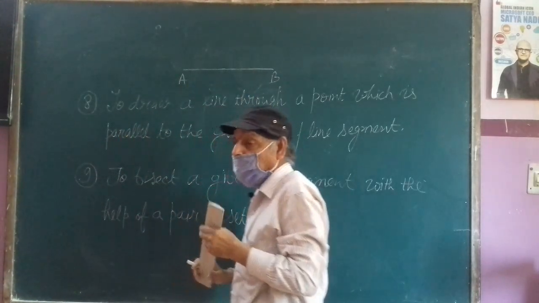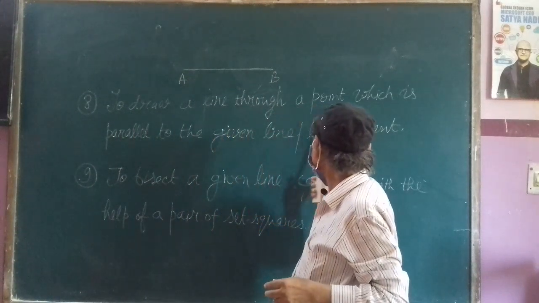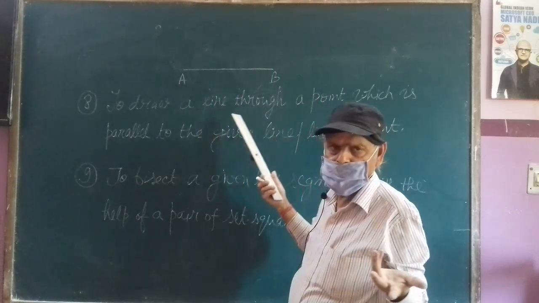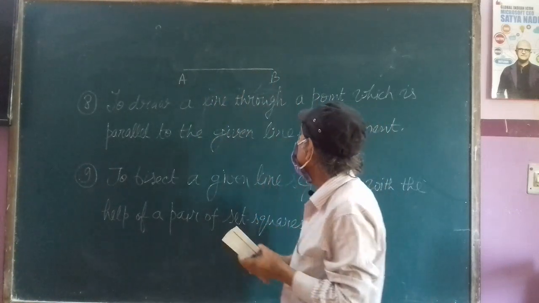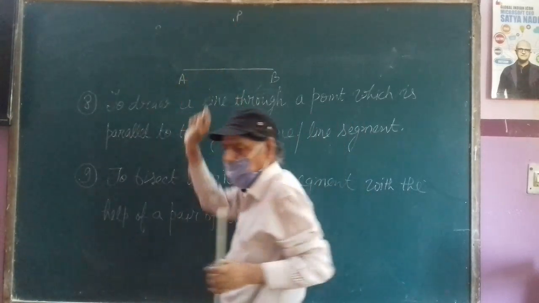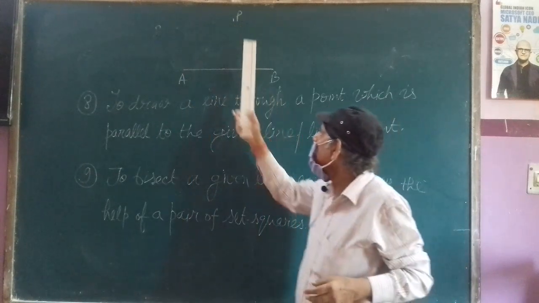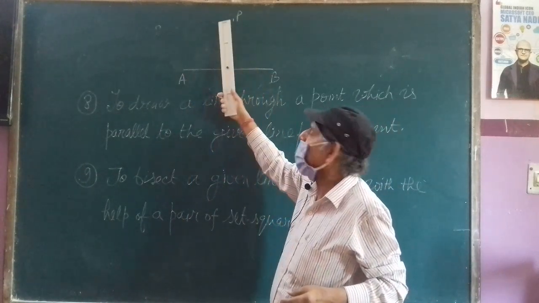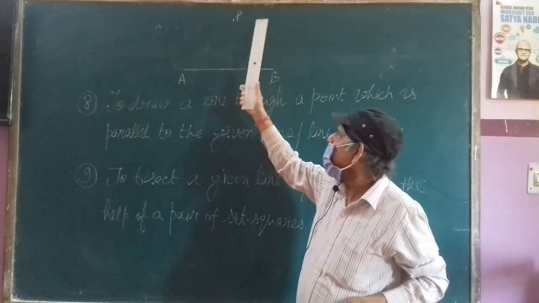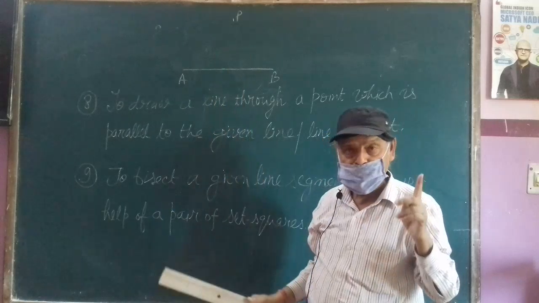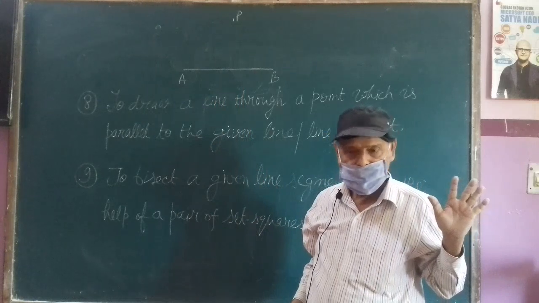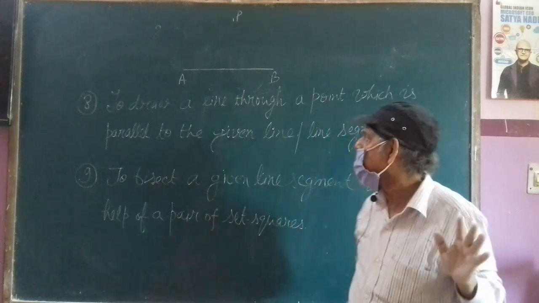You are given a point P. This point is P. This is lying outside the line or line segment AB. It may be a line or line segment. Okay. Now how will you draw a line parallel to AB through P? The line must pass through P and should be parallel to AB, but you have to do it by using compass. Okay. The problem is this much.